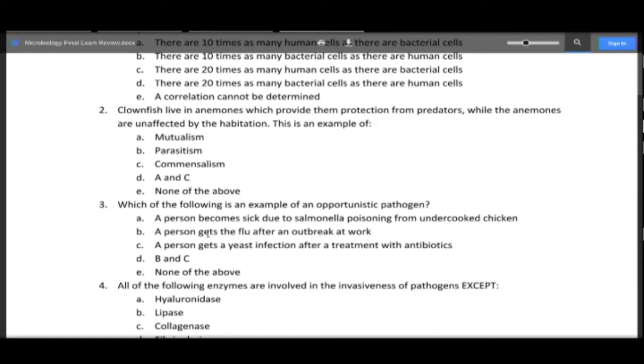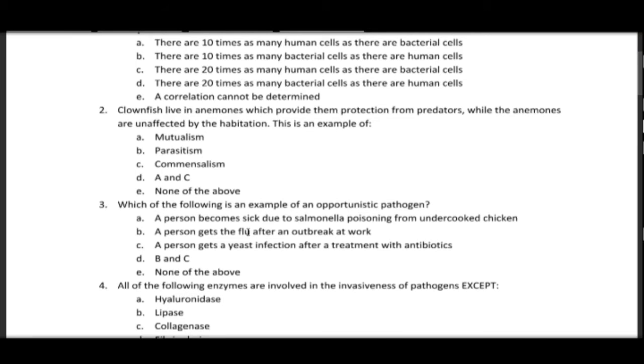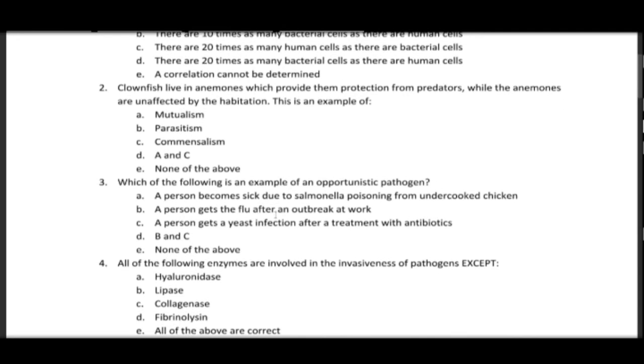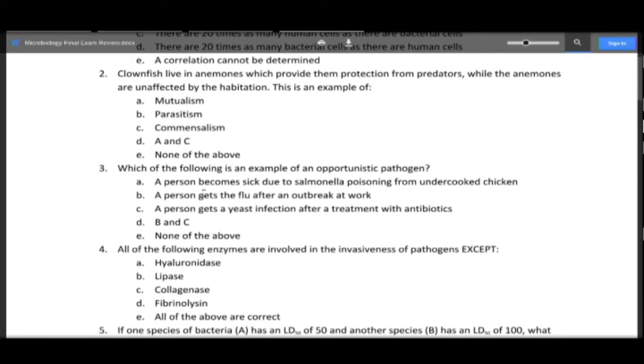B says a person gets the flu after an outbreak at work. So this one's similar to A, where the flu is a virus, so you're going to acquire that from someone else, from touching dirty things and touching your eyes or your mouth or any other area to get infected. So this is more of a straightaway, you get infected and then you're affected by it. It's not just certain circumstances that allow this pathogen to take over. Because usually if you have a flu virus, you're going to show symptoms unless your immune system is immune to it.